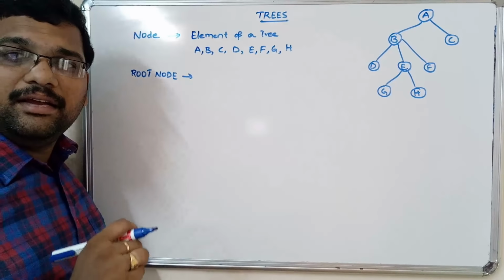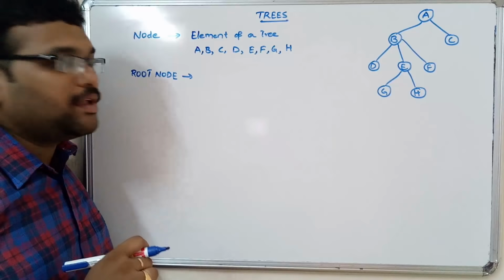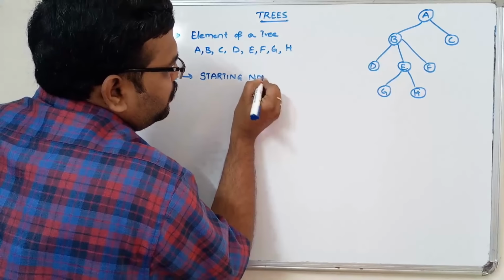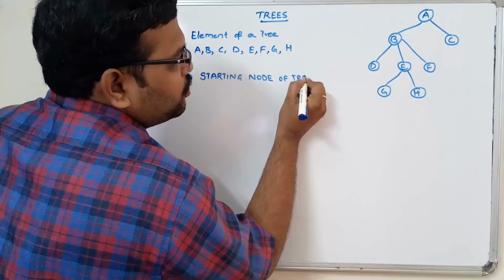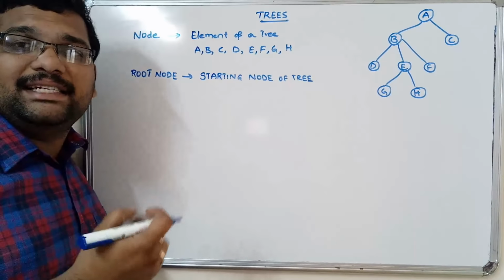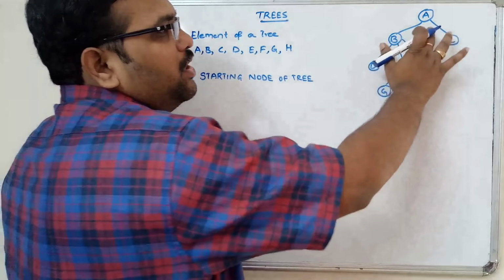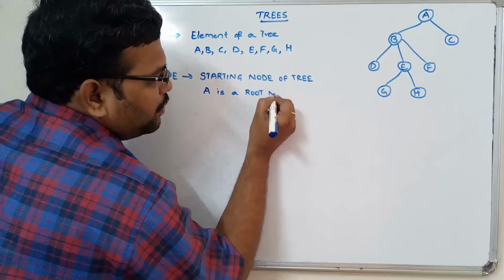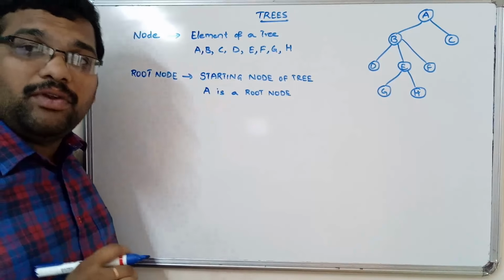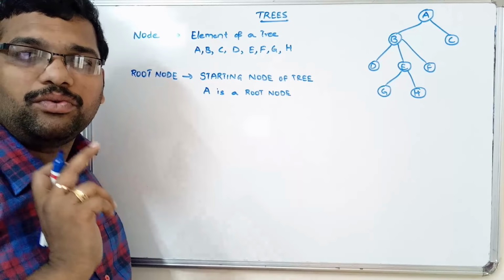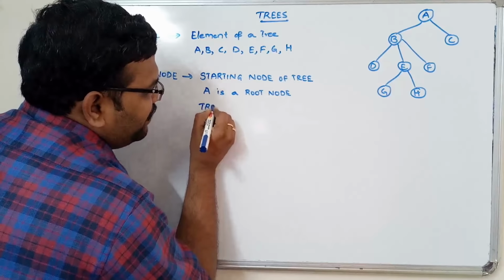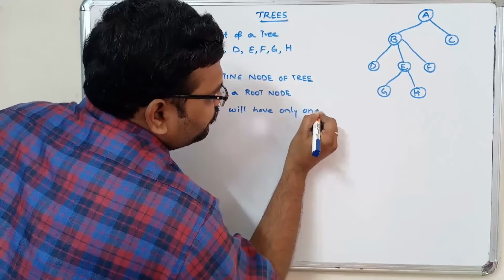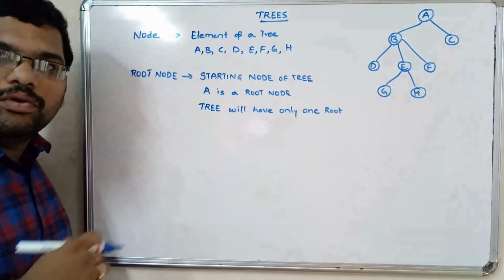Root node. The starting node of a tree we call a root node, from where the branches occur. So here the starting node is A. In the example, A is the root node. And one more thing we have to remember: every tree should have only one root node. A tree will have only one root node.